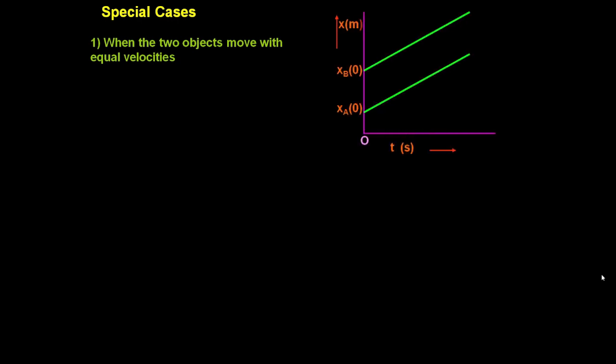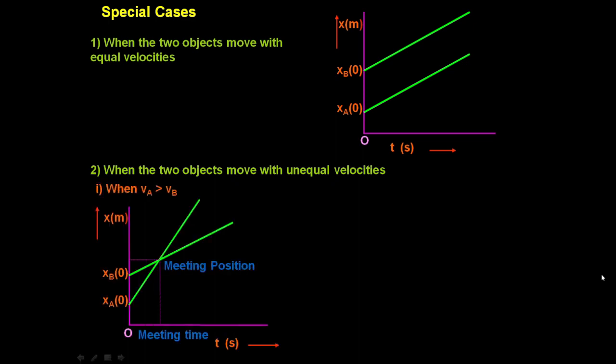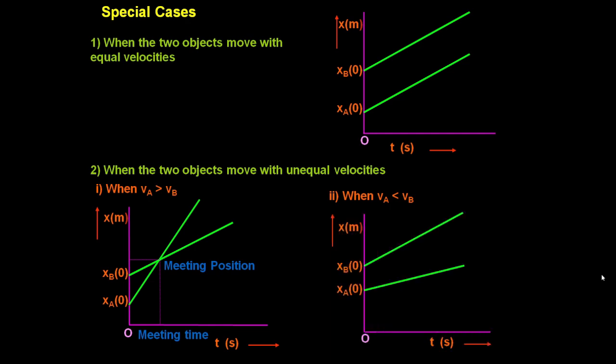Let us see now special cases when the two objects move with equal velocities. Here A and B are moving with the same velocities. When two objects have unequal velocities, their graph appears like this. They meet each other at a point, and if VA is less than VB, meaning the velocity of the first object is less than the second object, they never meet, but they go in opposite directions, not in parallel.